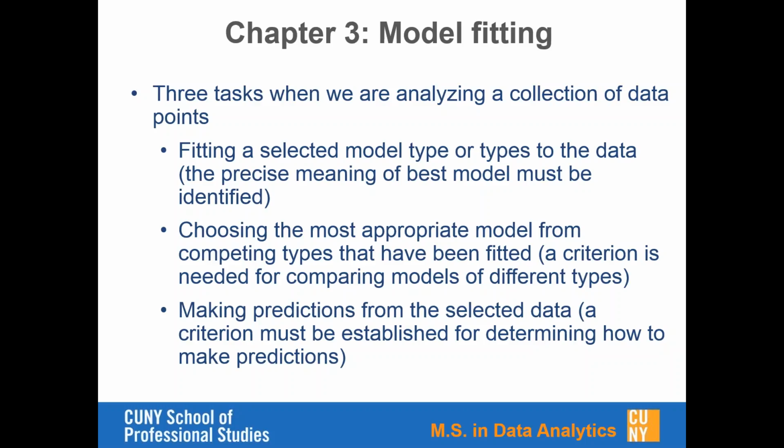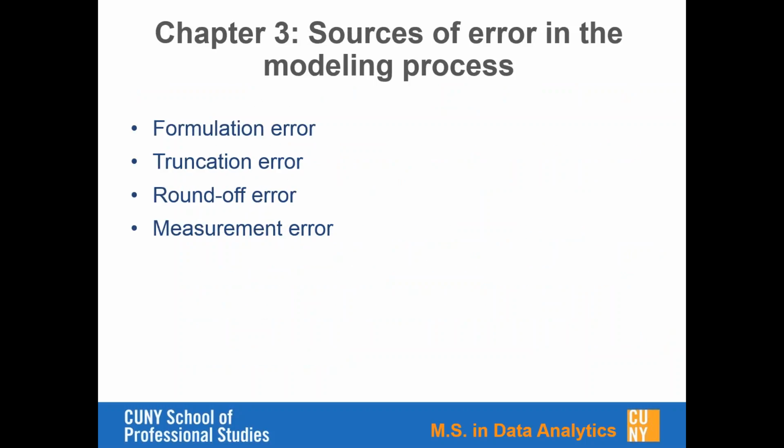The second task is choosing the most appropriate model among competing types that have been fitted. In this case, you have to find a criterion that is appropriate to evaluate your models. The third task involves making predictions from the selected model. A criterion must be established for determining how to make predictions. So that's in general the 3 major tasks for model fitting.